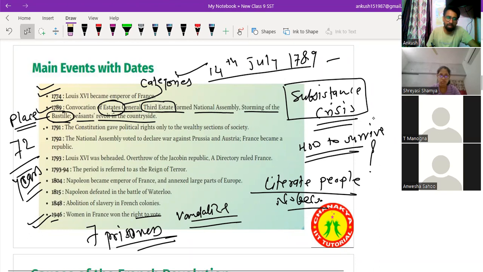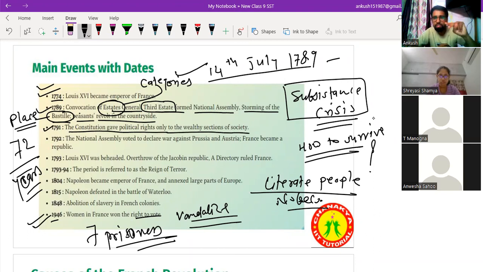Understood? What happened in 1791? The constitution gave political rights only to the wealthy sections of the society. I just told you, clergies and businessmen, the first state and the second state, these people had got political rights. Near about 600 members were there when the National Assembly was formed. The first and second state had more rights. One person from them had the value of 2 votes, and in the third state, the people belonging to third state had only 1 person, 1 value or 1 vote.